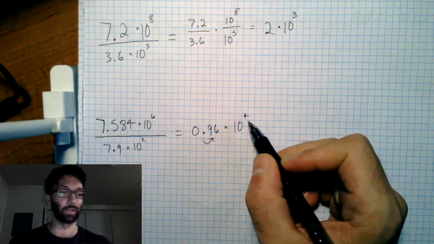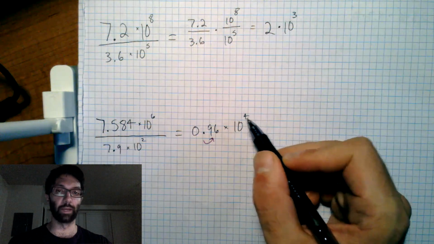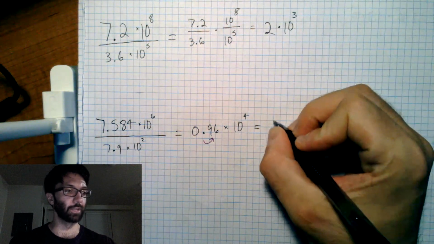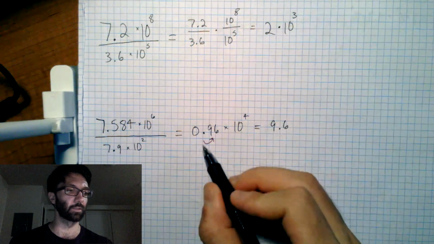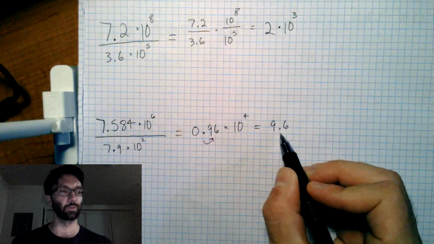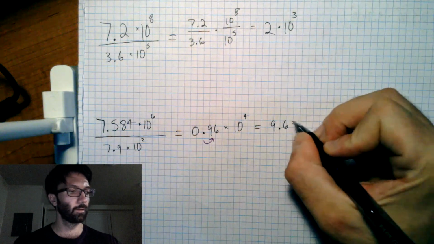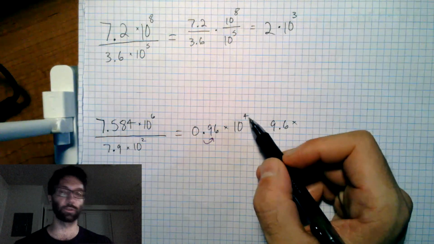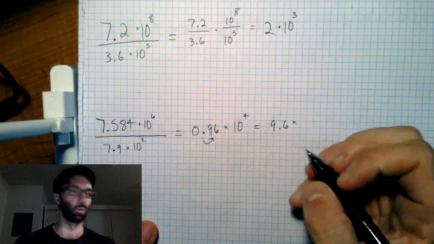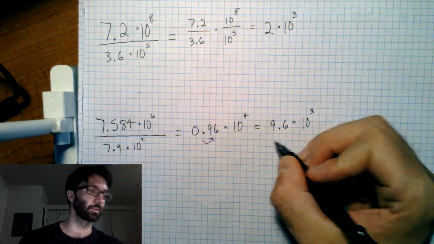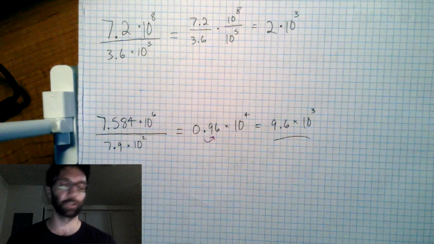And dividing by 10 will drop my exponent by 1. And so I can rewrite this as 9.6, right? That's me multiplying by 10 and moving the decimal to the right once. That's where the 9.6 comes from. And then to make up for that, I'm going to divide by 10 as well. So I'm going to drop my exponent by 1. And I'm going to get 10 to the 3rd power. And now this is an answer in scientific notation.